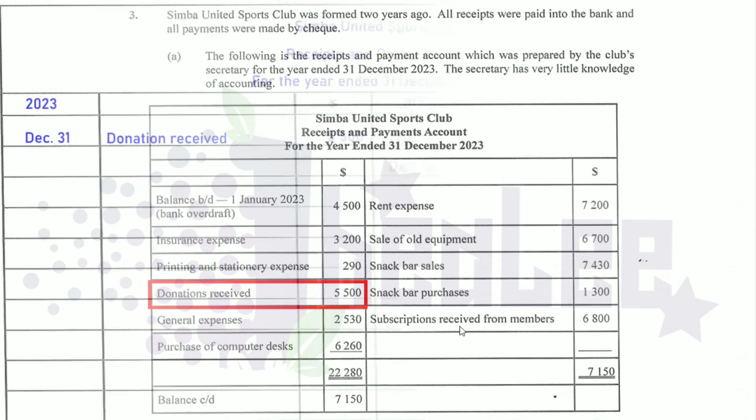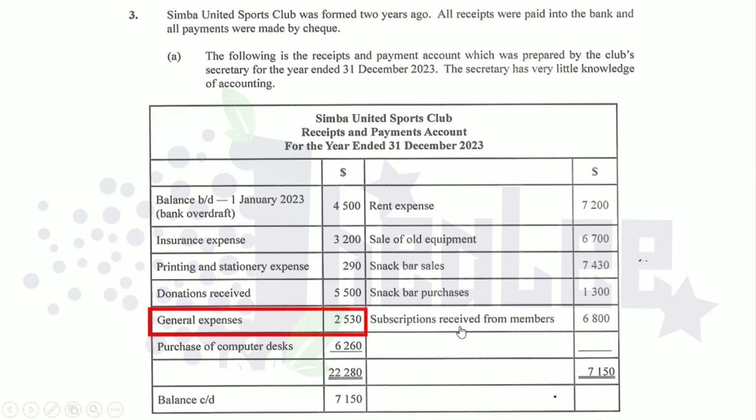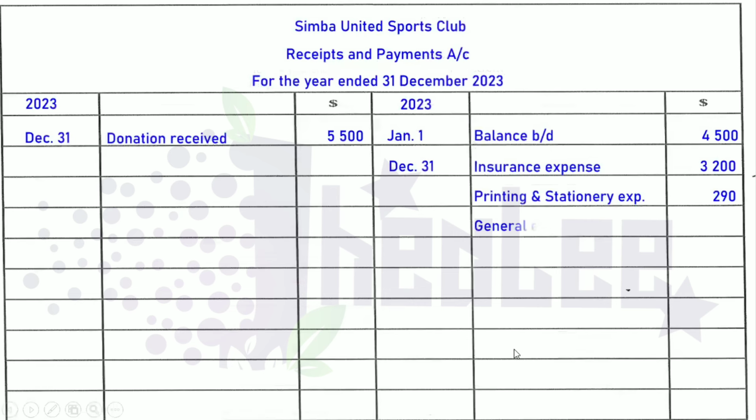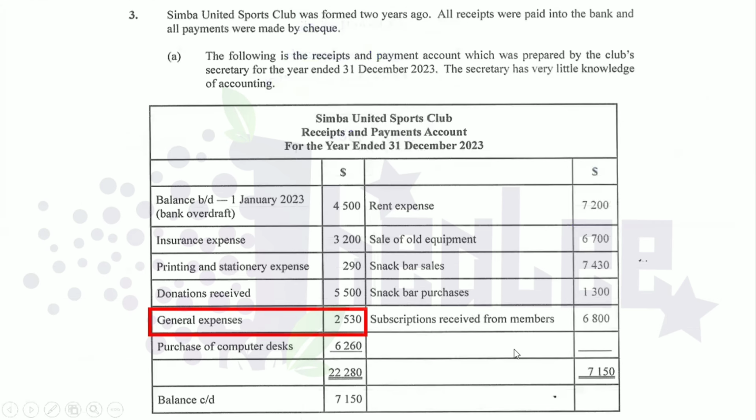Let's get back to the question, and our next item is general expenses. Again, that is a payment, so that should be credited. So we're going to put that on the payment side. General expense, 2,530.